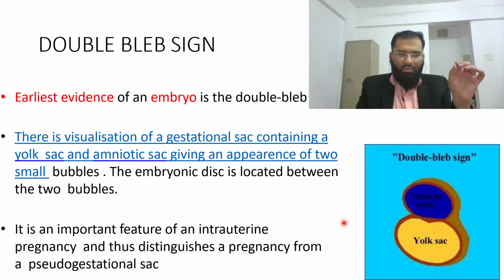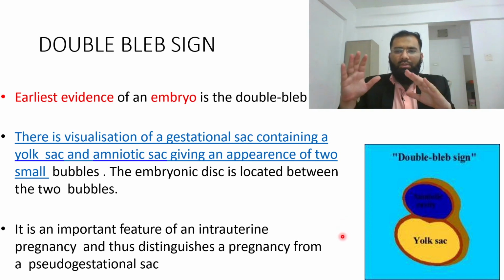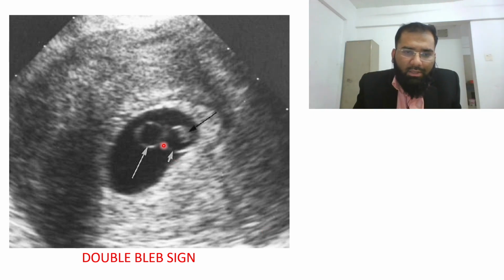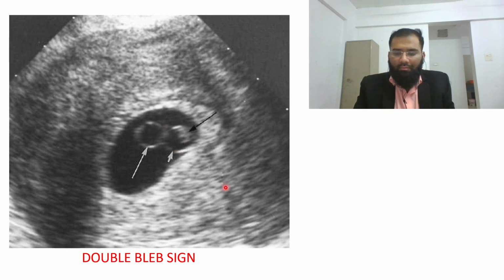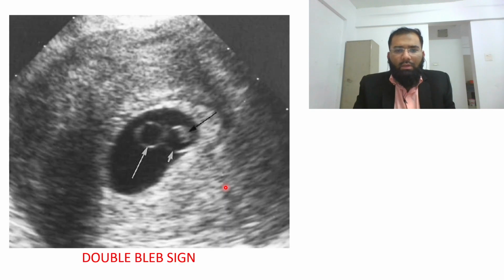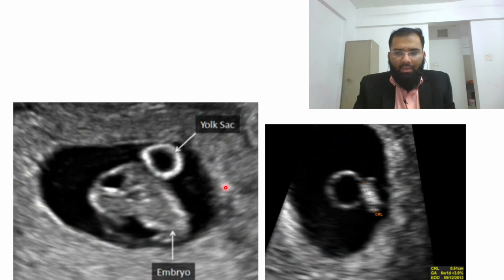Double bleb sign, so the importance of two bubbles is very high, because once you see this, it is one of the very important confirmatory signs of pregnancy. Look here. You're able to see the embryonic plate here. This is your yolk sac and amniotic sac. Double bleb.